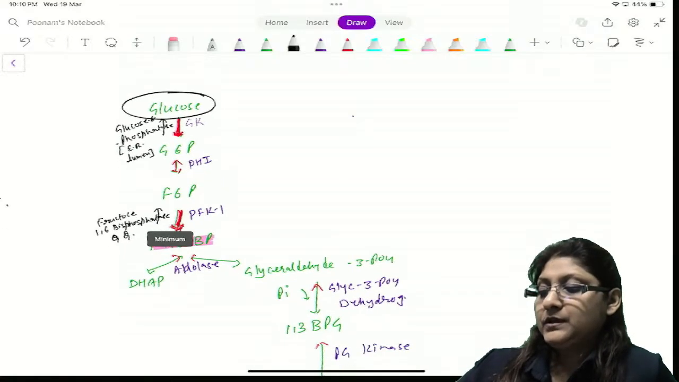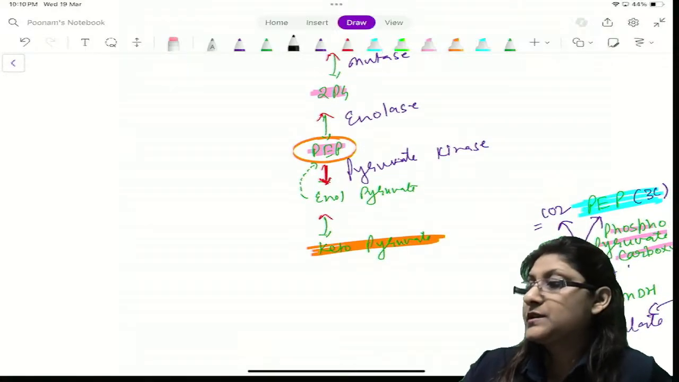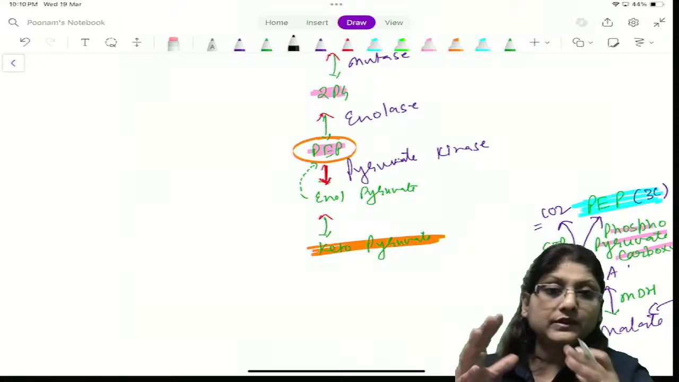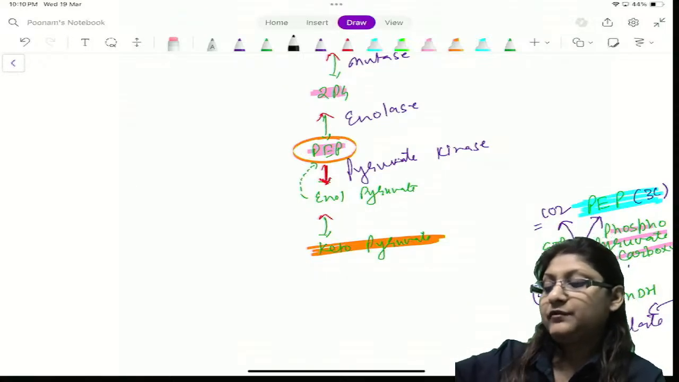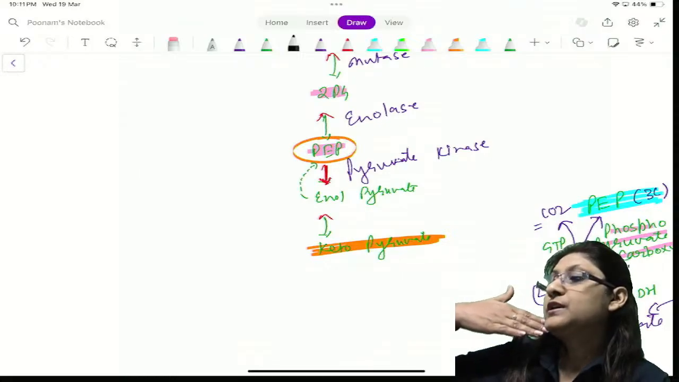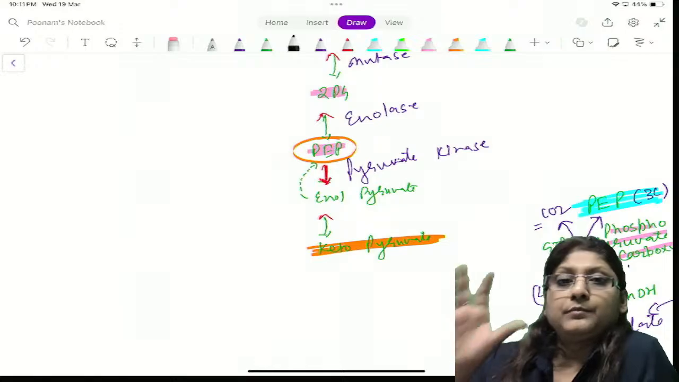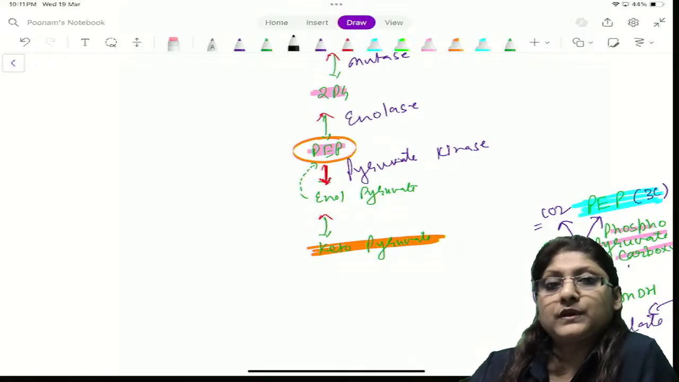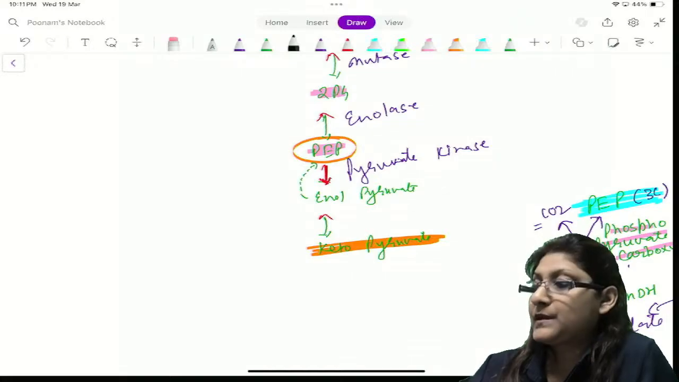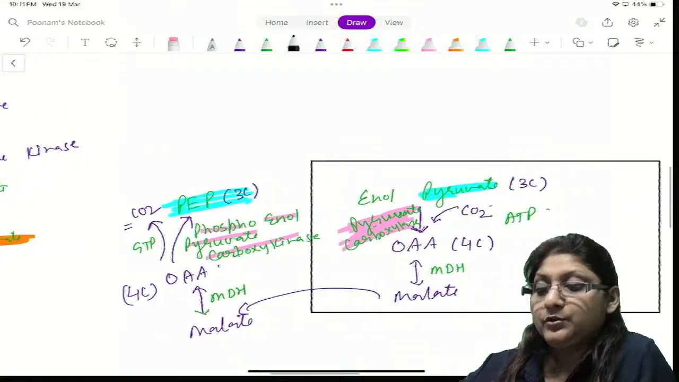I again repeat it in brief that pyruvate needs to take the reverse route of glycolysis, but just because all the reactions of glycolysis are not reversible, it is not easy for the pyruvate to make a swift conversion to glucose. Pyruvate needs to bypass certain irreversible reactions. The first one is the pyruvate kinase.